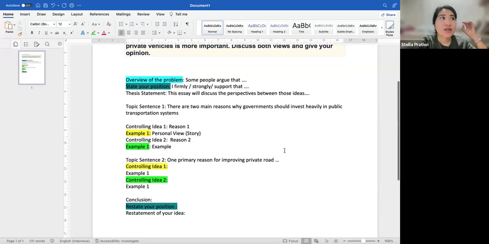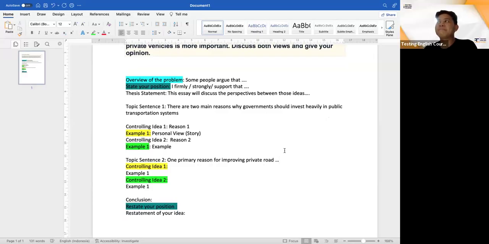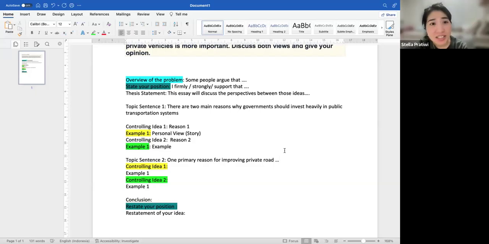The conclusion is: while both ideas are good ideas from the government side, I think investing in public transportation might be wiser than investing in the roads.